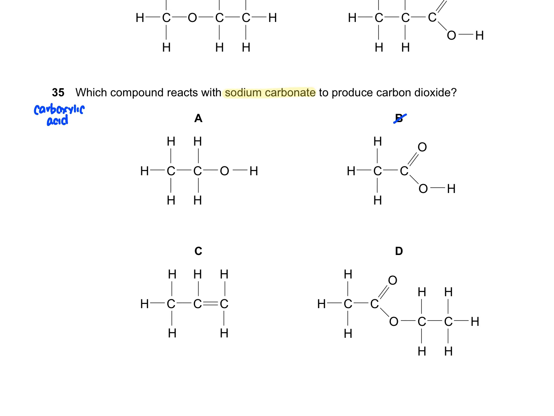Question 35 talks about an organic compound. Options A to D are organic compounds reacting with sodium carbonate. So this is a reaction of an acid, and therefore we know that it must be in the homologous series or the family of carboxylic acids, and therefore the option is straightforward to be B.